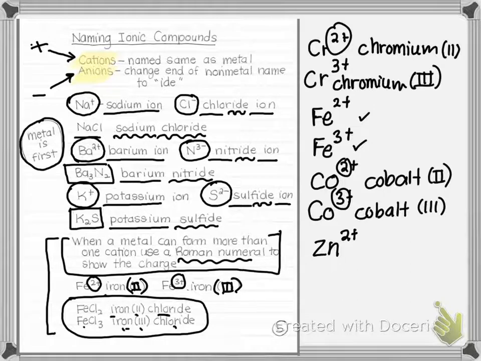Now looking at the formulas, how could you tell that one was a 2 and one was a 3? Oftentimes, how many of the anions, the second one you use, tell you. So iron, if it takes 2 chloride ions, then it's a 2. If it takes 3 chloride ions, then it's a 3. So that's often a little hint.